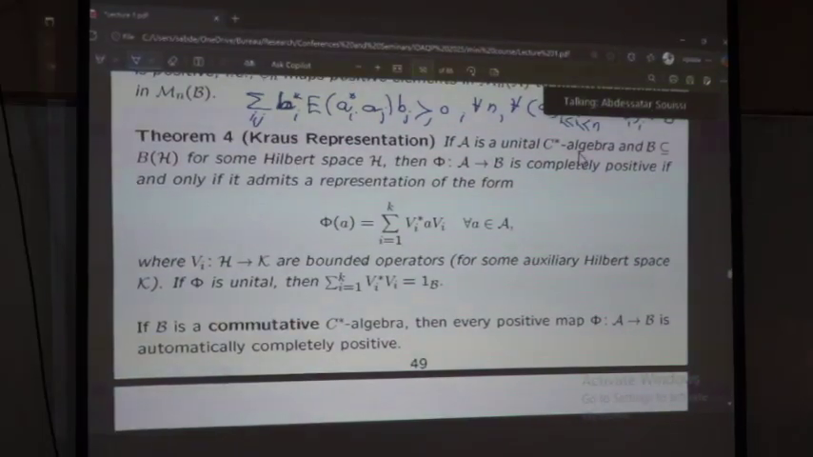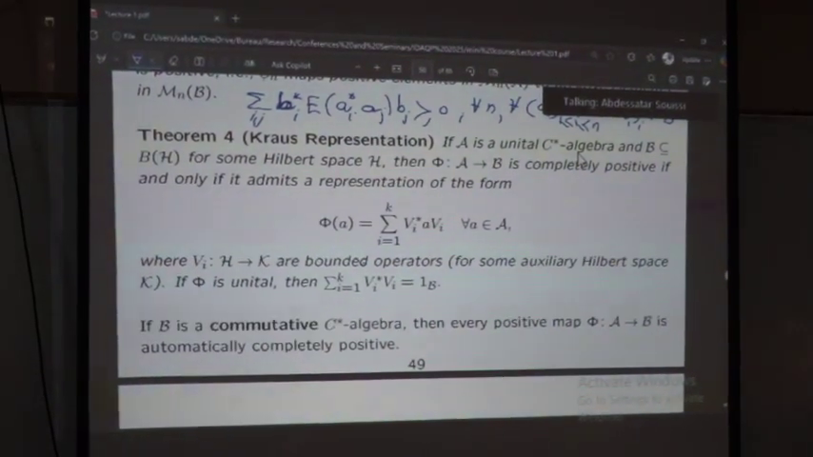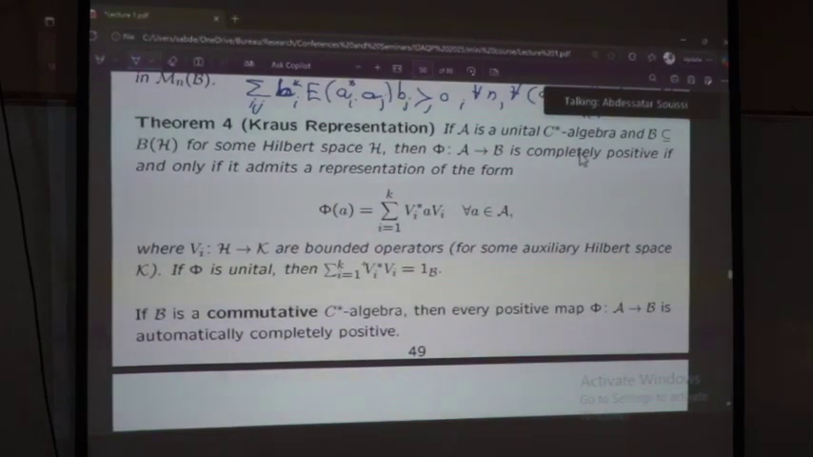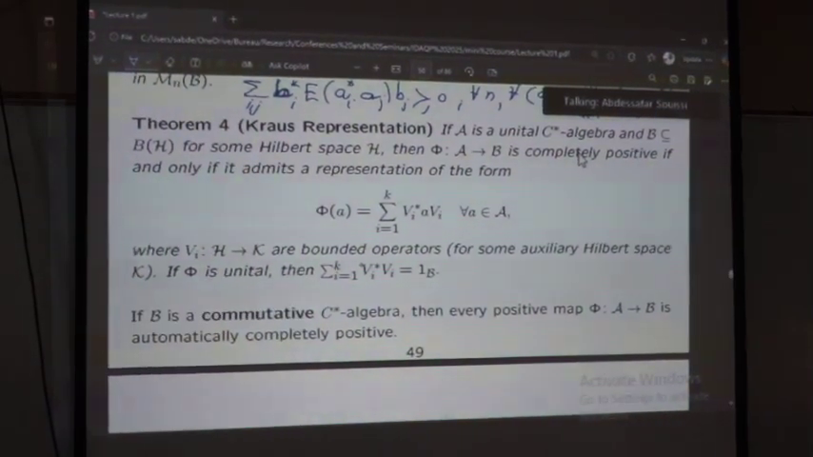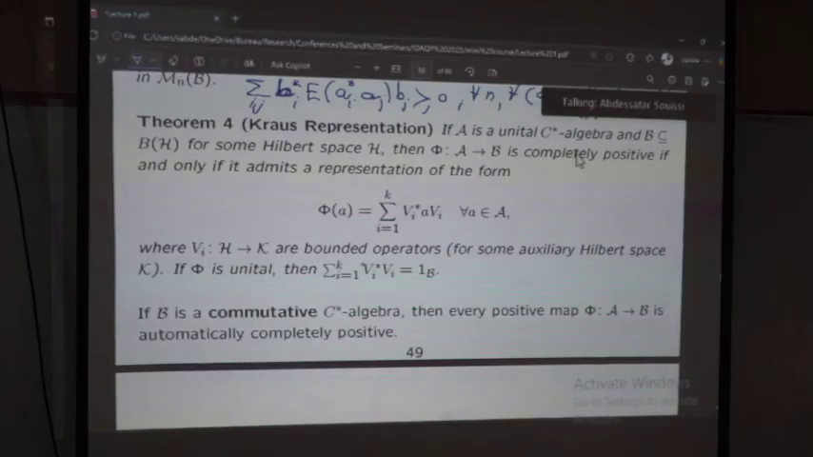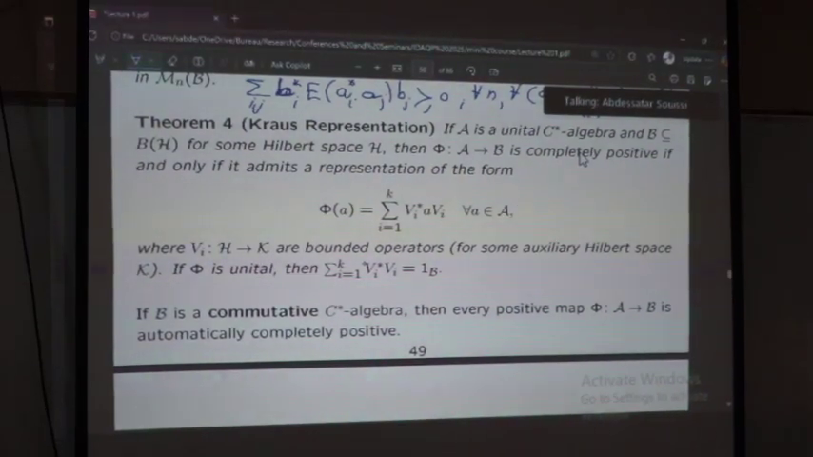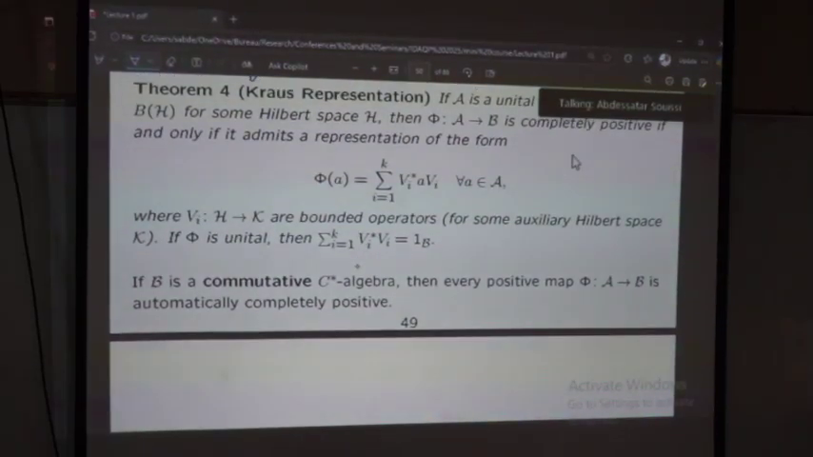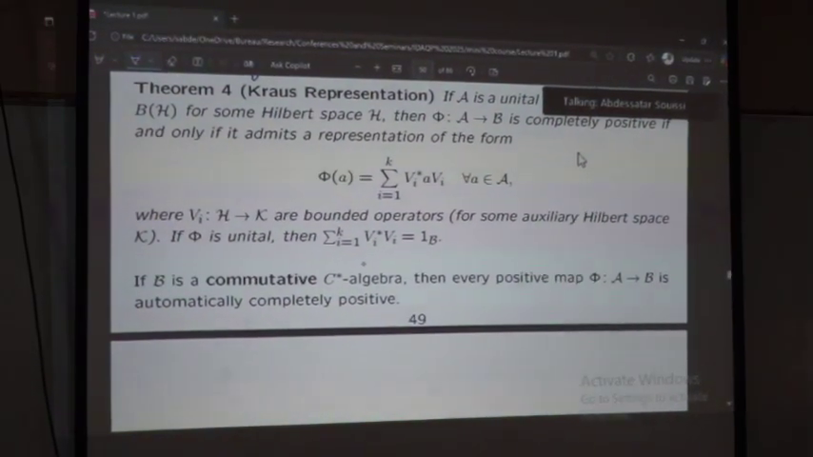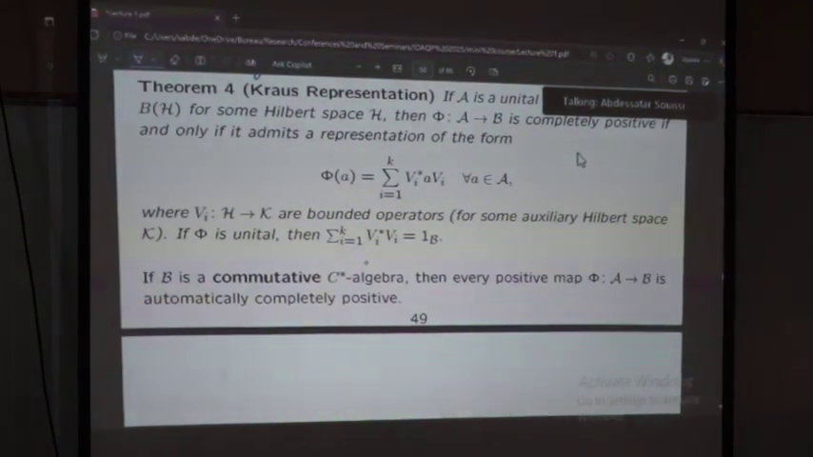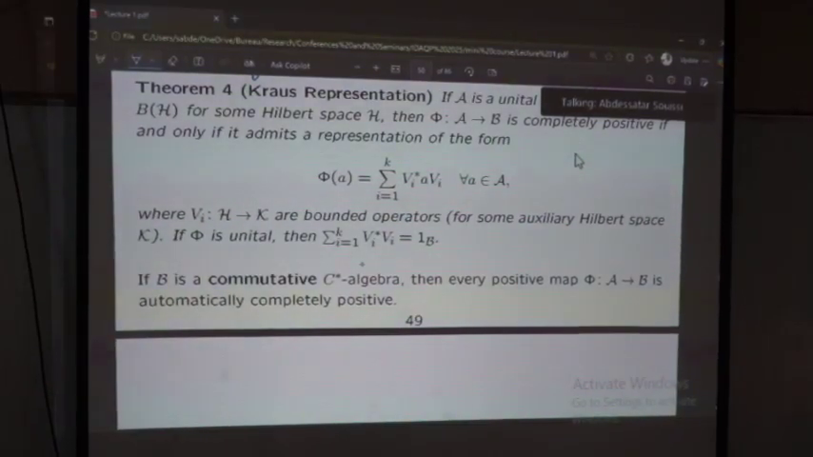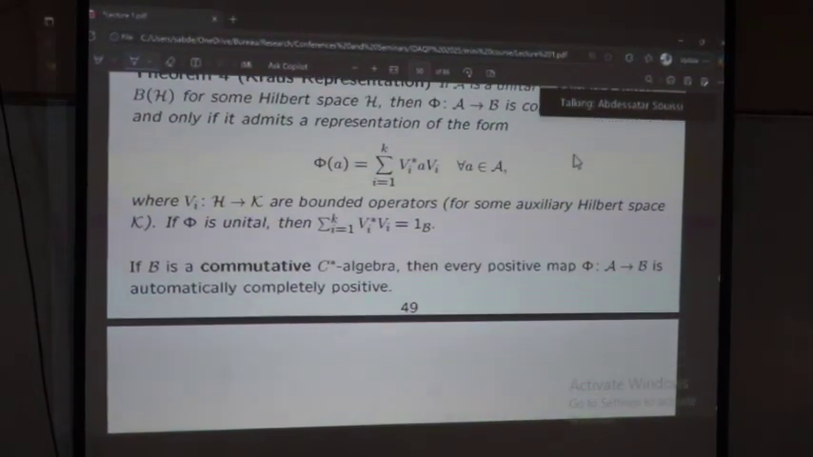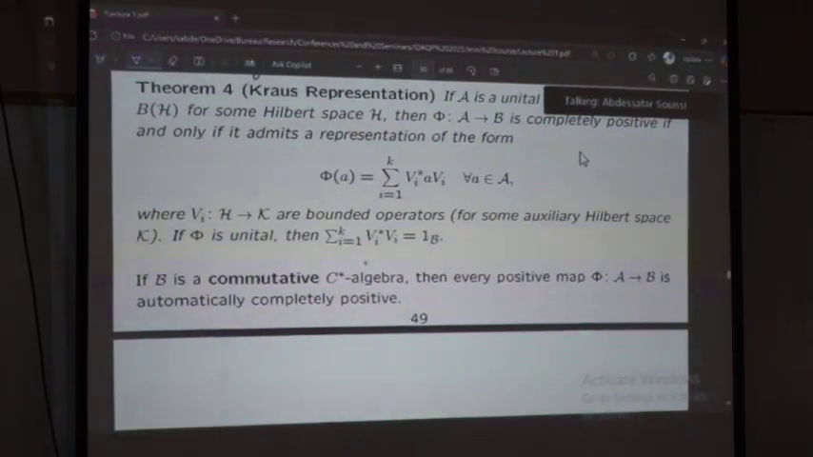Those completely positive maps can be represented in what is called in the literature the Kraus representation. That phi can be written through this formula, the sum of the z_i star a z_i. And this representation is really important in the framework of quantum information because there is another representation of what are called quantum channels. We will see later its connection with Markov operators defined in the sense of quasi-conditional expectation.